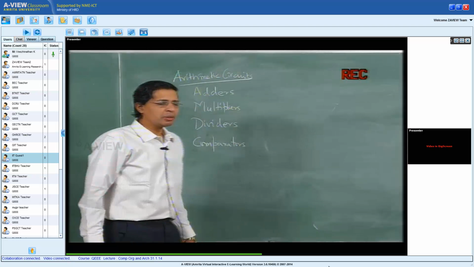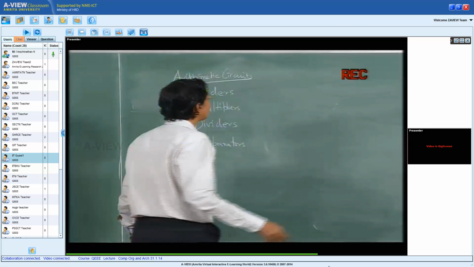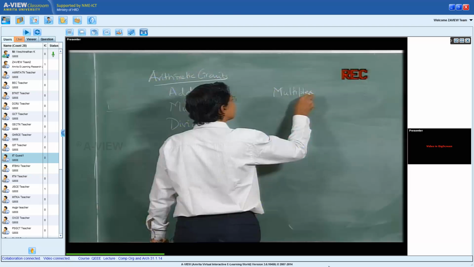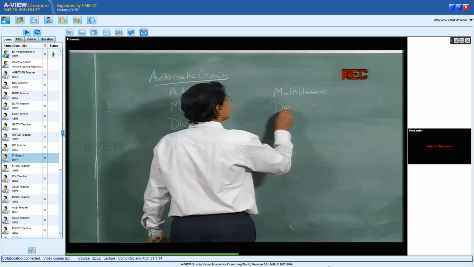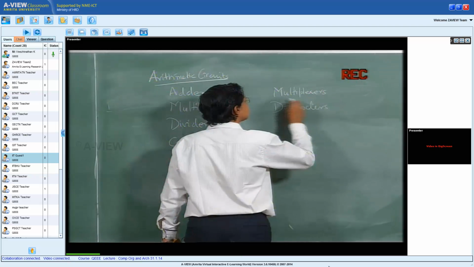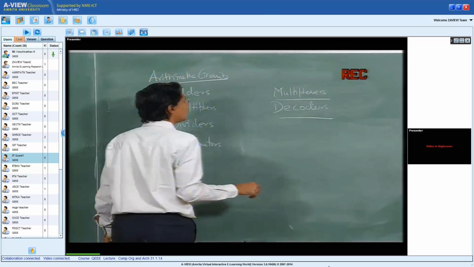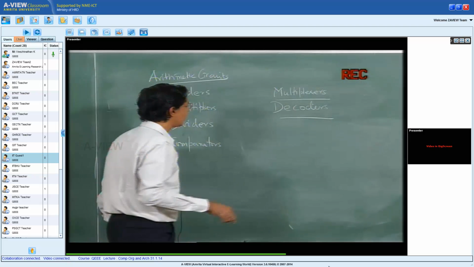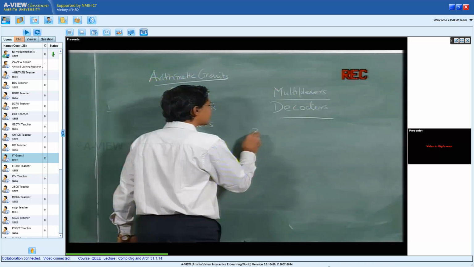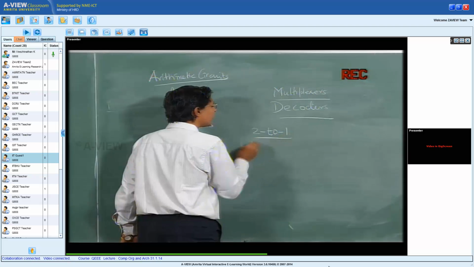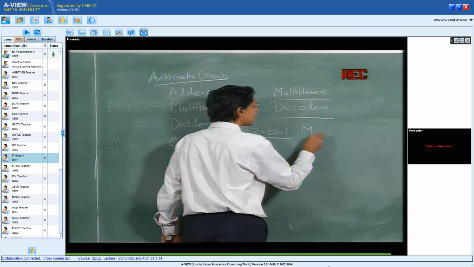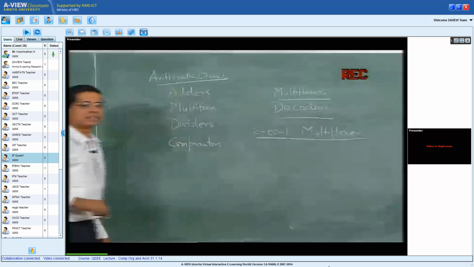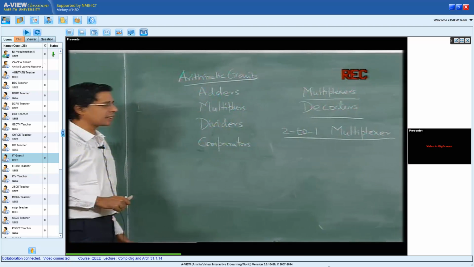In addition, you would have seen certain circuits like the multiplexers and decoders. All these are combinational circuits. So what will the multiplexer do? Let me give you the example of a 2-to-1 multiplexer.